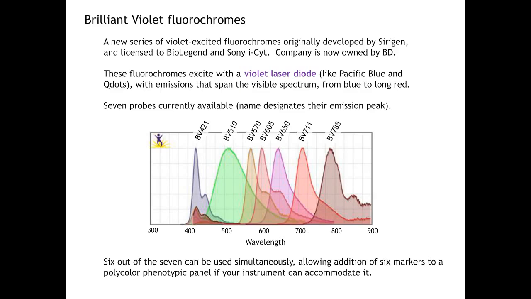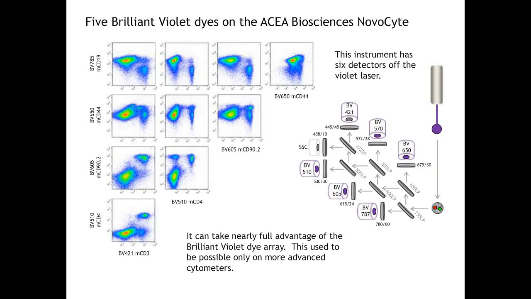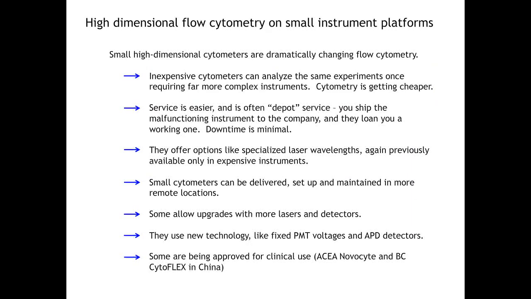This allows us to add a large number of parameters to our high-dimensional panels. And many of the newer instruments take full advantage of this capability. The Novasight has 6 detectors that can be tasked to measure BV421 in the blue all the way up to BV787 in the near infrared, and we're able to see all of them. So the Novasight and other platforms like it have been designed to take advantage of all the various fluorescent probes that we now have available to us.